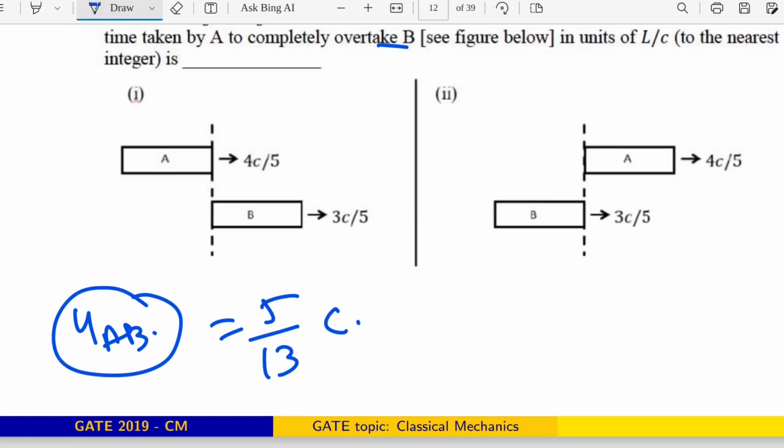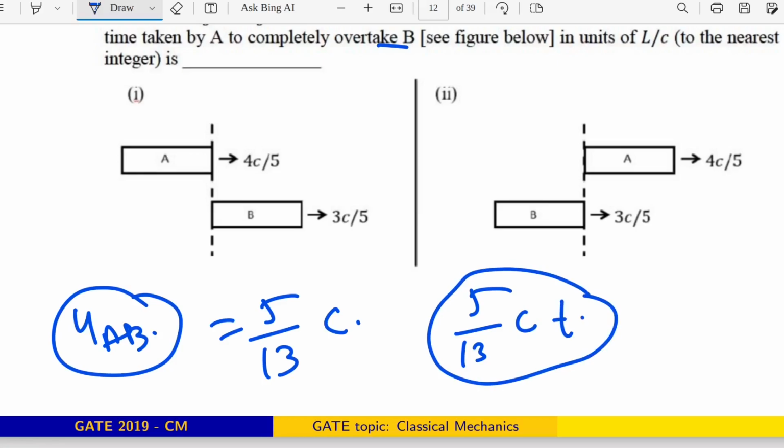Now they are asking how much time it will take. If I calculate 5 by 13 into C into T, this should be the distance which will be covered by A in that duration of time. So our T is the time at which A can fully overtake B. A can fully overtake B with the help of this time T.